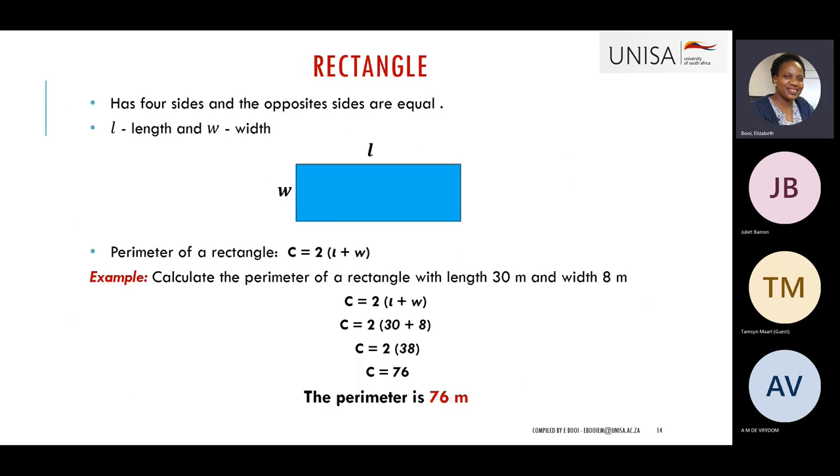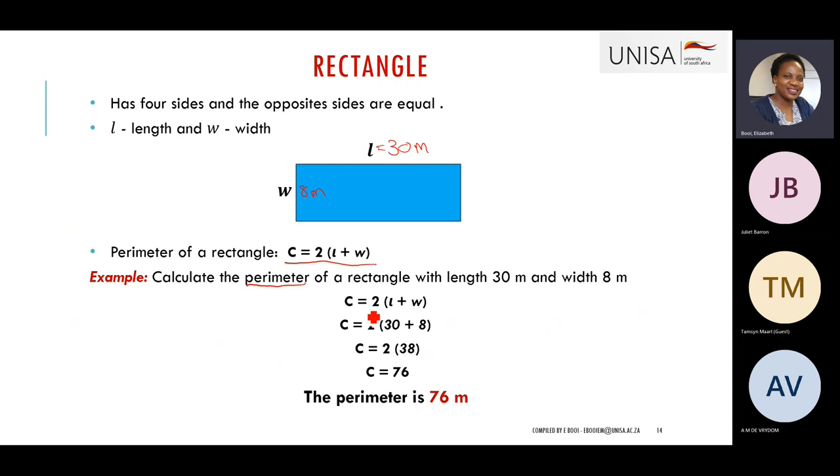Okay, so let's look at how we calculate the perimeter. Since the rectangle has four sides, with two opposite equal sides, we use the formula C = 2(L + W). If we need to calculate the perimeter of a rectangle with a length of 30 meters and a width of 8 meters, we first state what we are given: the length of 30 meters and the width of 8 meters. The question is to calculate the perimeter, and we know the formula. We can then just substitute, because we have already identified all the facts we need to answer the question.